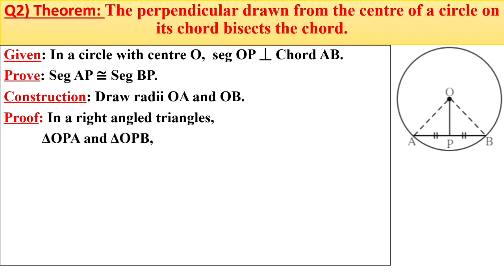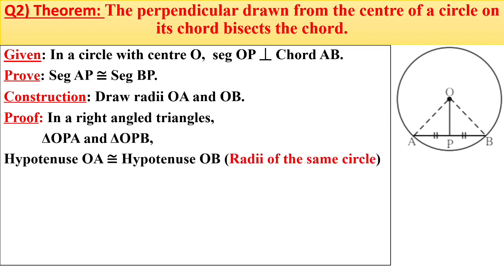We will compare these two triangles. What is the common thing we have? Hypotenuse OA and hypotenuse OB are common because both are the radius of the same circle. Second thing, OP is common, because OP is the common side of both the triangles.